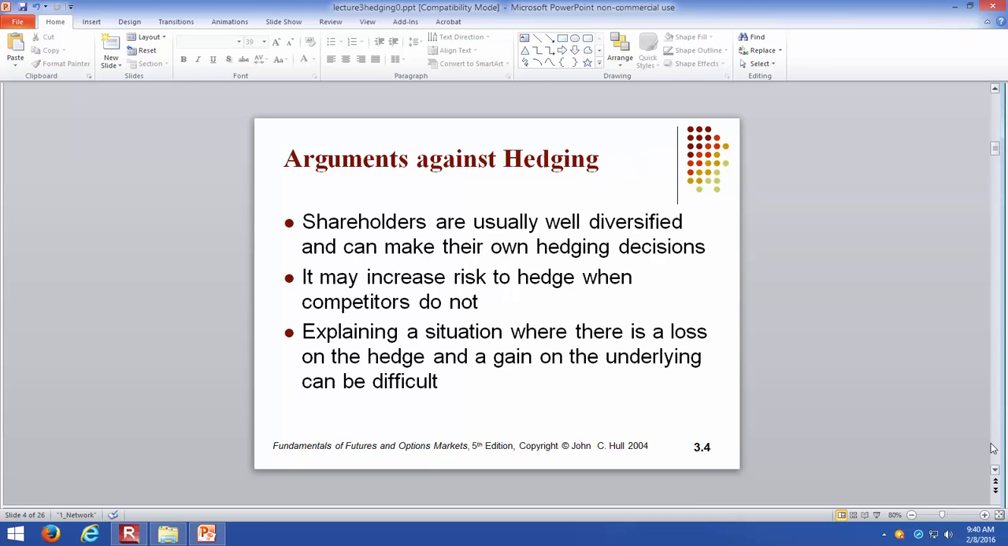Okay. What about the arguments against hedging? The fundamental argument is that in finance, we always assume that shareholders hold well-diversified portfolios. If shareholders hold well-diversified portfolios, it doesn't really help if the firm is hedging, because the shareholders are hedging their own portfolios by having a diversified portfolio. When one of them is a winner, chances are the other one would be a loser, and perhaps they can sell out. So they don't really have to worry about all the risk that they face.